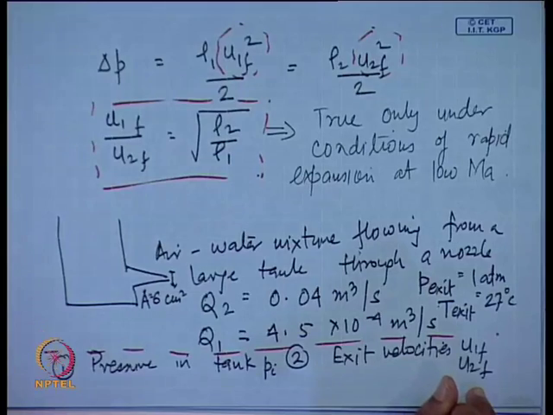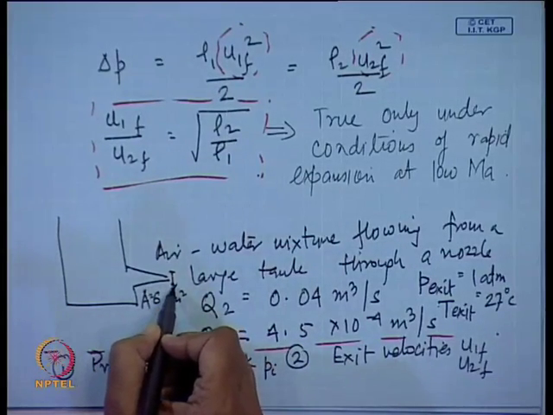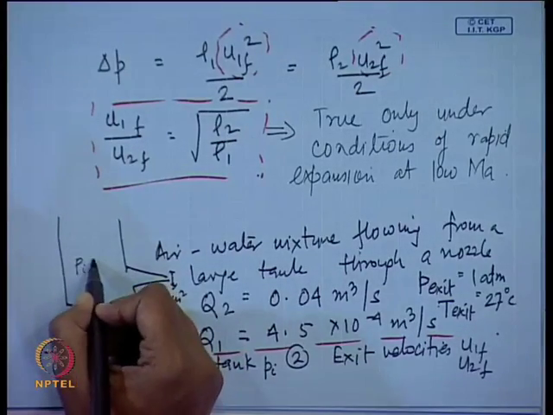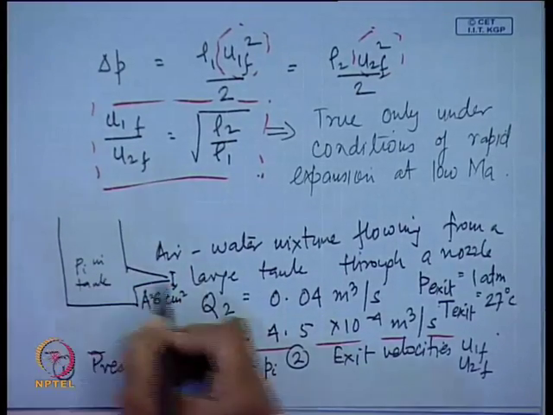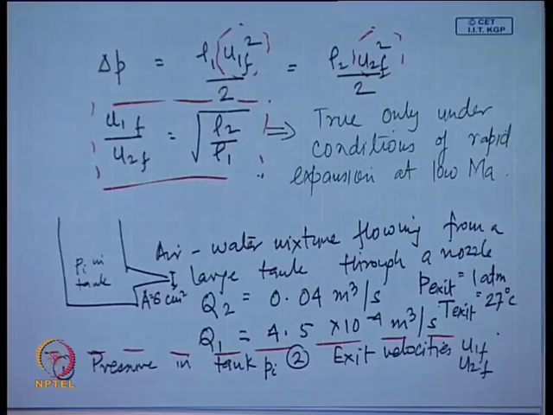Q2 is provided, Q1 is provided, and it discharges at atmospheric pressure at a temperature of 27 degree centigrade. This is also given. So, what are you required to find out? You are required to find out the exit velocities u1f, u2f, and the pressure Pi in the tank. Okay. Pf equals 1 atmosphere, it is given. Just this much is given, nothing else is given. How to proceed? What do you suggest? How should we proceed to do this particular problem?